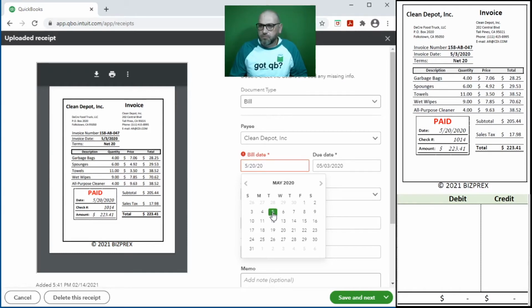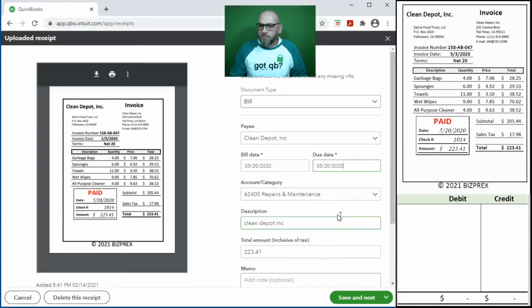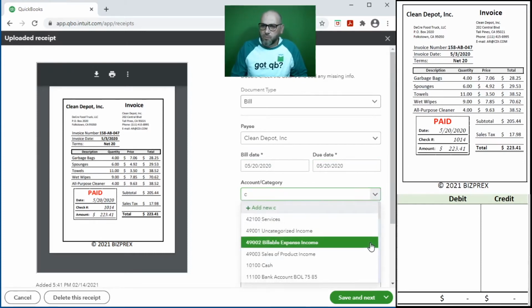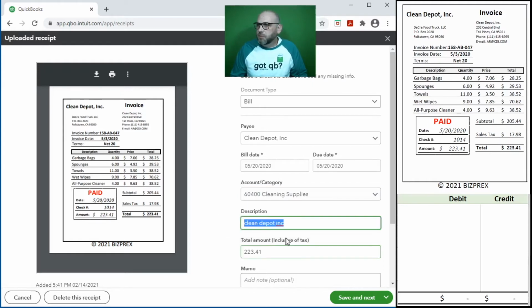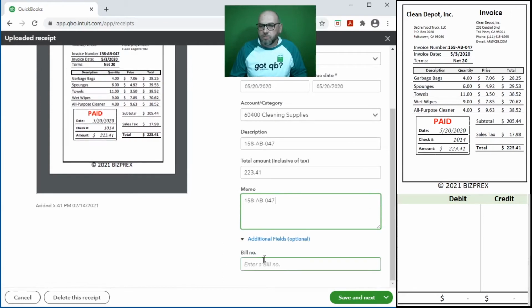Okay, this one is cleaning supplies, description. In this case, we paid it with check, but it doesn't matter right now because, again, remember, we are booking it into accounts payable. So let's just enter our invoice number. All right, good to go.